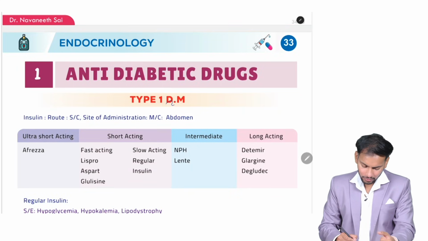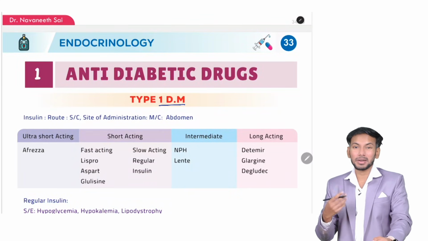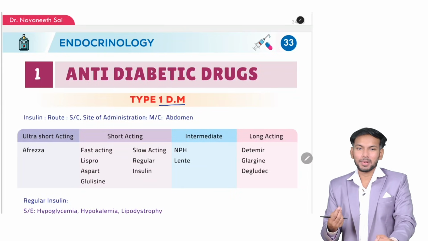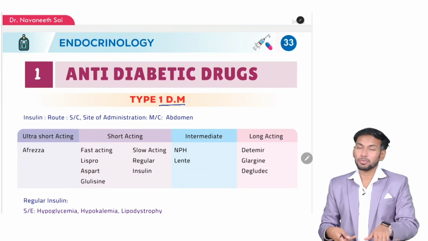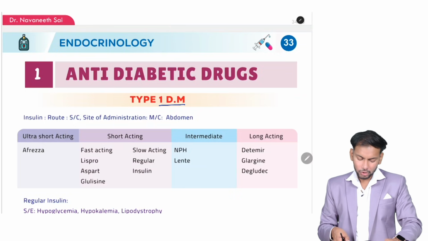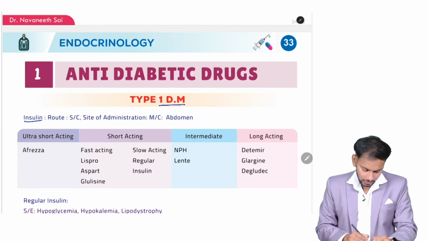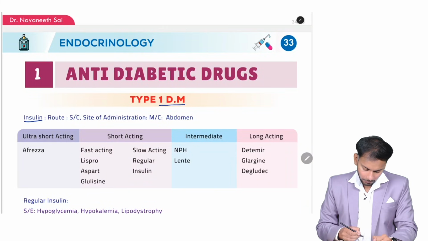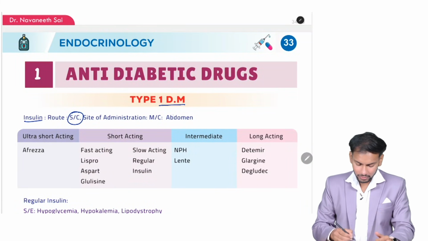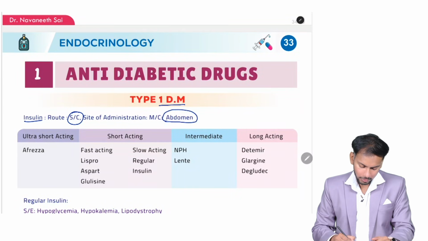Now, diabetes, we know there are two types, type 1 diabetes mellitus, type 2 diabetes mellitus. In type 1 diabetes mellitus, there is autoimmune destruction of beta cells of pancreas. So, there is no release of insulin. So, what should be the treatment? You have to give insulin. How can you give insulin? Through subcutaneous route. But what is the most common site of administration of insulin? This is going to be in the abdomen.